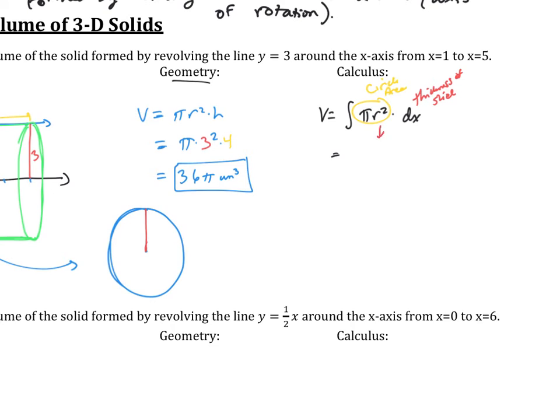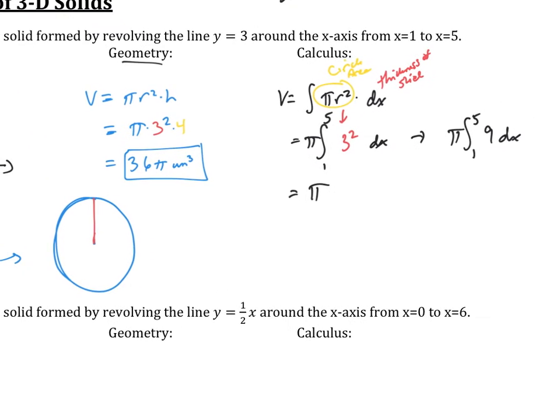So my radius becomes 3 squared. If you want to pull the pi out, we don't really need that in there. And I'm integrating from 1 to 5. That's my x values that I'm going along. And let's try it and see what happens. Okay, so if you want to rewrite that or think of that as pi times the integral from 1 to 5 of 9 dx, that's probably a cool idea.